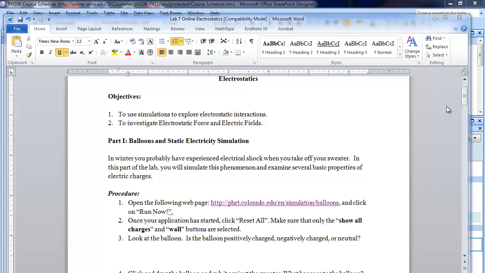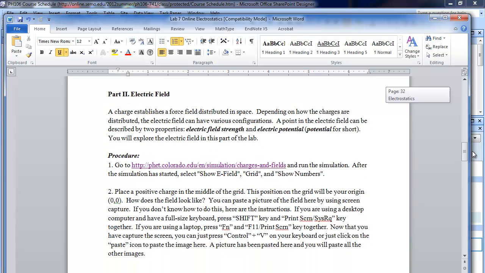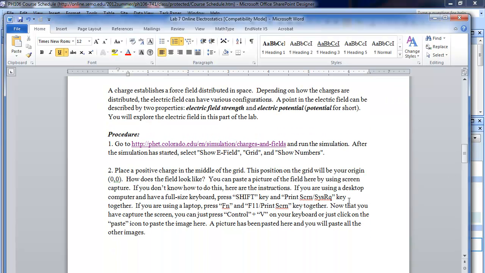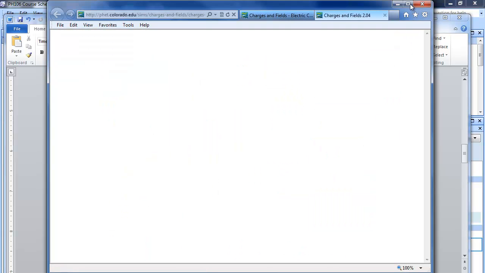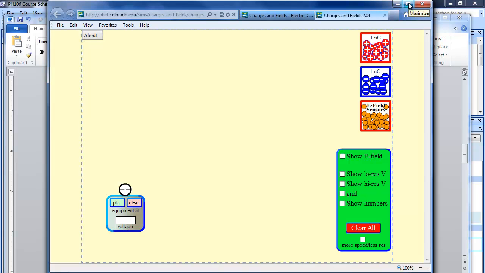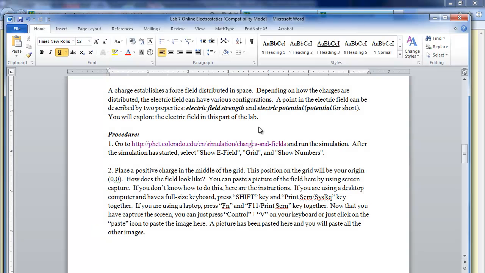The second part of this lab is about electric field, and this particular part is a little bit more difficult. So again, first go to the simulation and click on Run Now. Okay, we have the field right here.